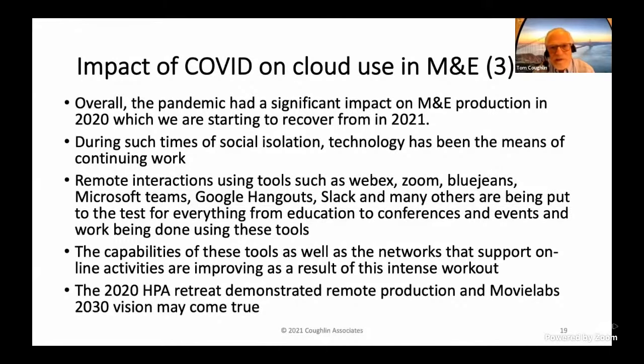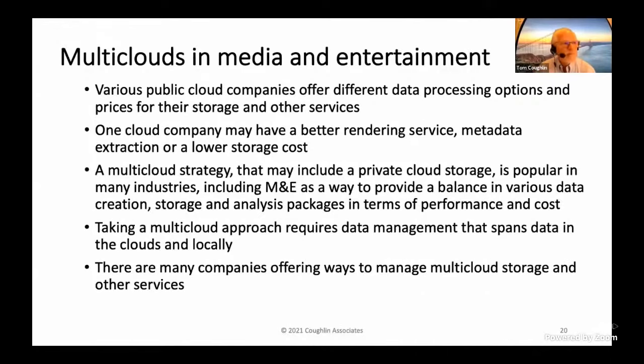As a consequence, one would hope that these technologies have matured. We have more stable networks. We have more capable remote interaction tools. And examples of the kind of things to be done: the 2020 Hollywood Professional Alliance retreat happened just before the shutdown of the U.S., was demonstrating remote production, and also the MovieLabs 2030 vision involves an awful lot of work using the cloud, using remote work.